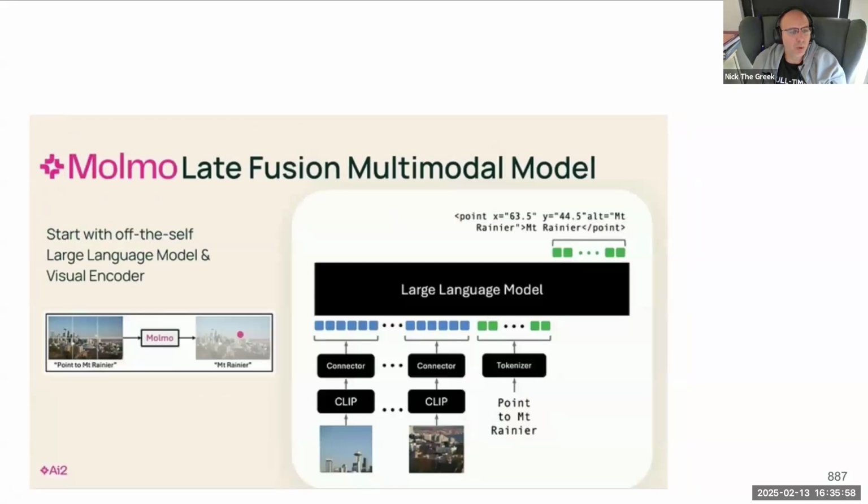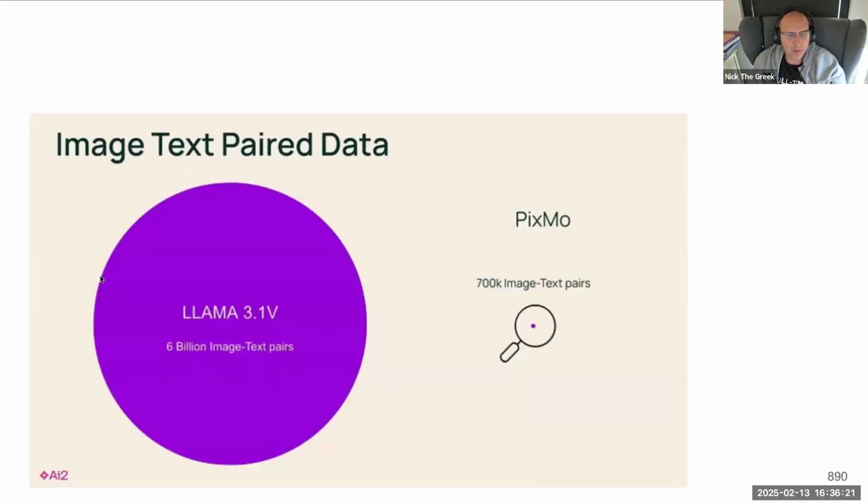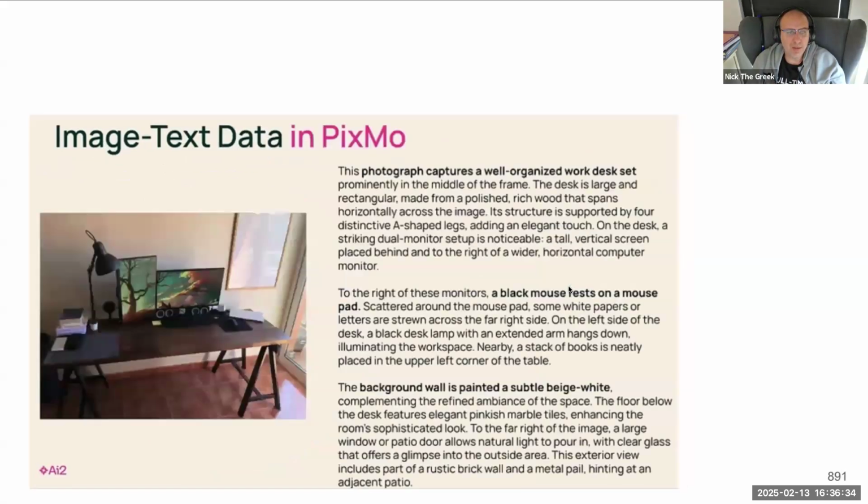Okay, so for the Molmo, what I think is really interesting is it says you start with an off-the-shelf large language model and visual encoder, but same release, they had the same release day. It says the Molmo model outperformed Llama 3.2 in most vision benchmarks. And here's what the key was: the data selection. So Llama 3.1 has 6 billion image-text pairs, and they only have 700,000 image-text pairs, the PixMo. So here's kind of an interesting thing.